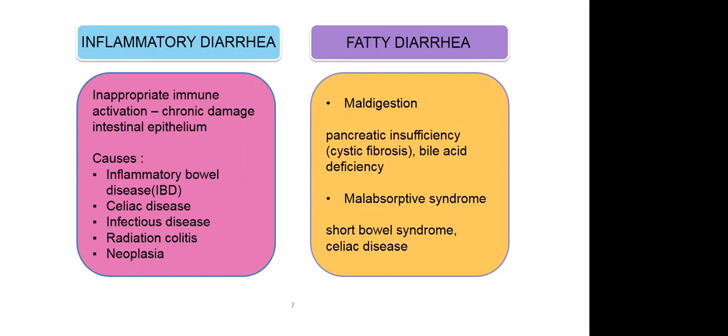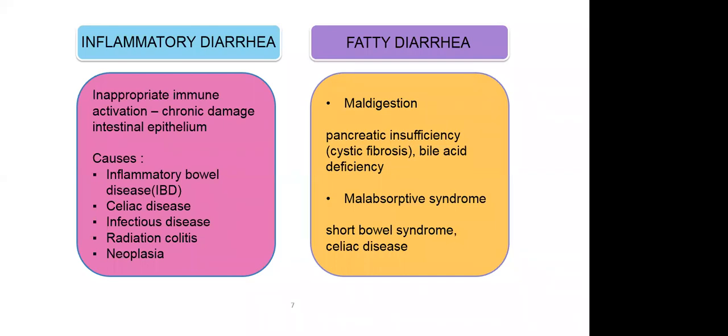And the fourth one is fatty diarrhea. Fatty means steatorrhea. For example, the causes are maldigestion caused by pancreatic insufficiency in cystic fibrosis, and also malabsorptive syndrome. So the digestion problem and also the absorption problem. The causes are short bowel syndrome and also celiac disease.